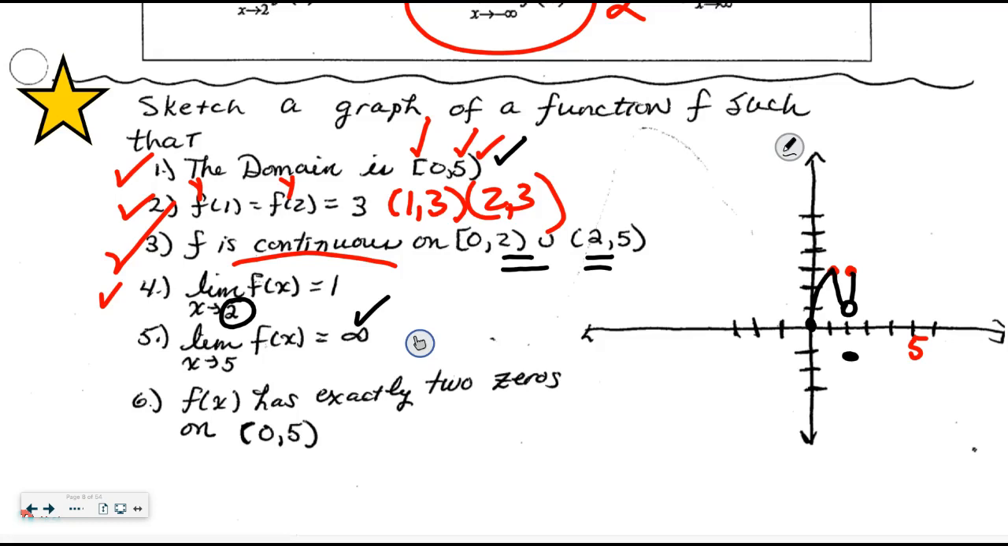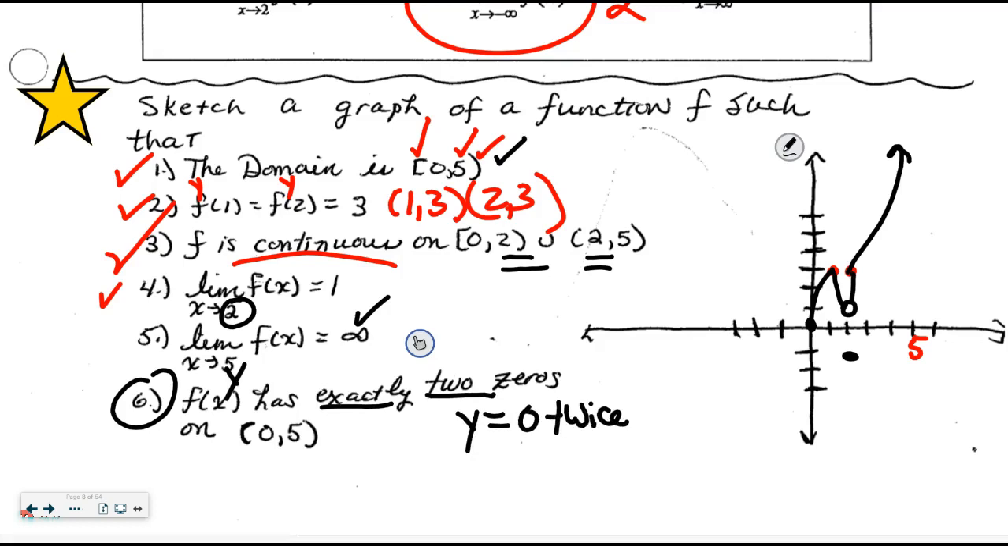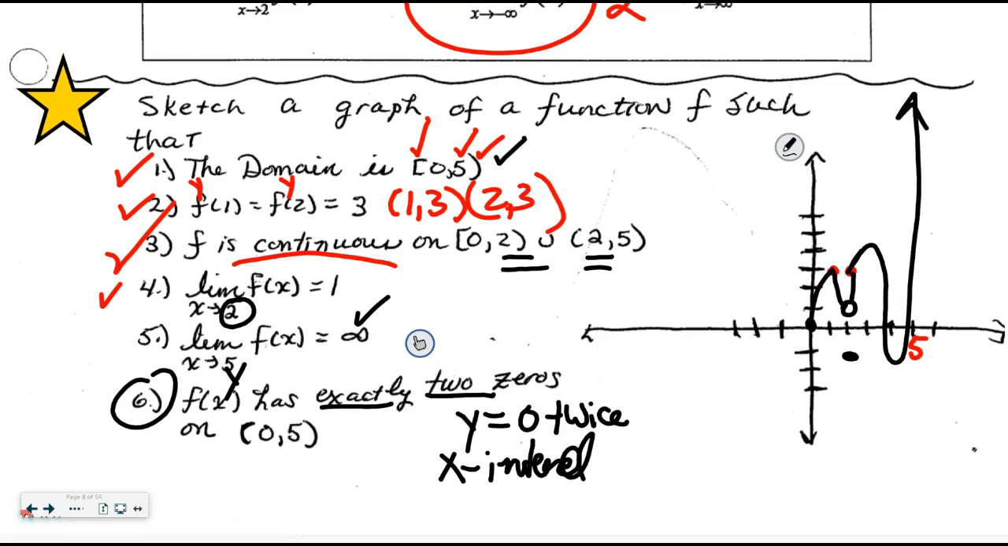So you might be tempted to just go, hey, there we go. You got to watch this. If y has exactly 2 zeros, it means y equals 0 twice. Well, y equals 0 on the x-axis. It means we need 2 x-intercepts somewhere along the way. Now, where do you want to create them? I don't really care. Again, this is a sample. I think I'll head down and go, oh, now I'm going to infinity. Now I have 2 zeros.